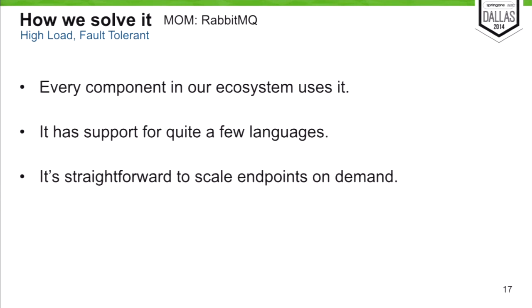It's pretty straightforward to scale endpoints on demand. So we can spin up instances and start consuming messages right away. In this way, RabbitMQ helps us with the problem of high load and fault tolerance, because we can replicate every component in our system, and in that way, as I said, we can keep up with the demand, or we can be resilient to failures.